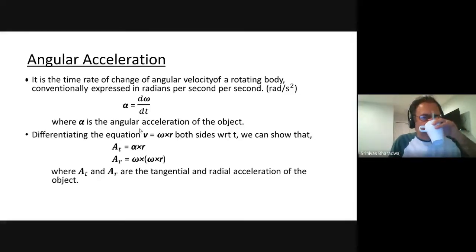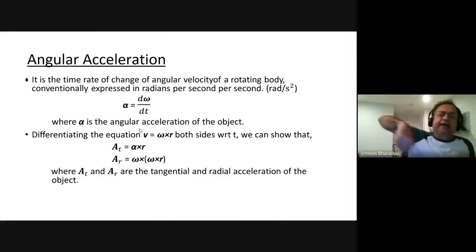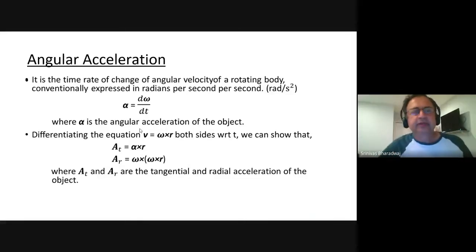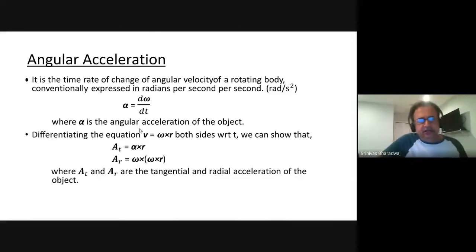Now, the acceleration itself, as you know, is composed of two components. When it was experiencing uniform circular motion, it had just a radial component AR, which was towards the center of the circle around which it was spinning. Now, in addition to that, it is also going to have an AT when it has angular acceleration.